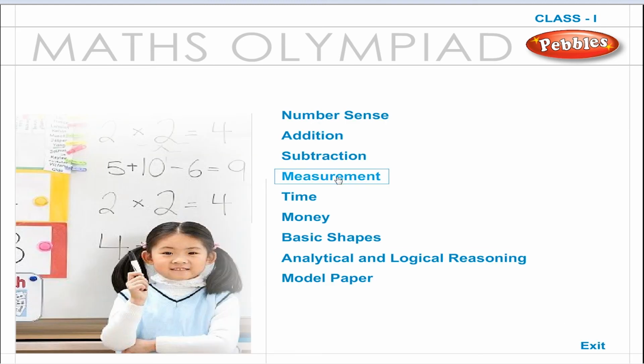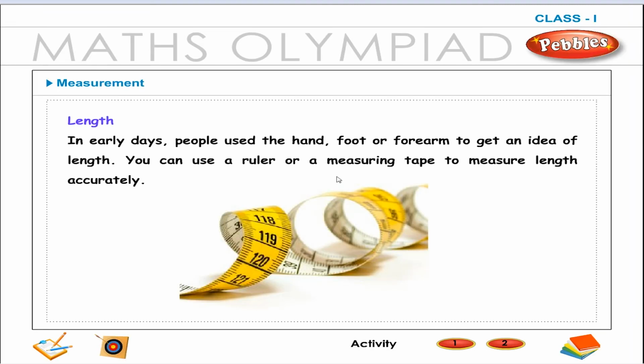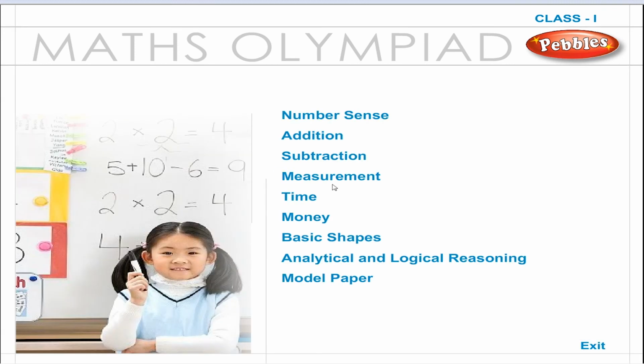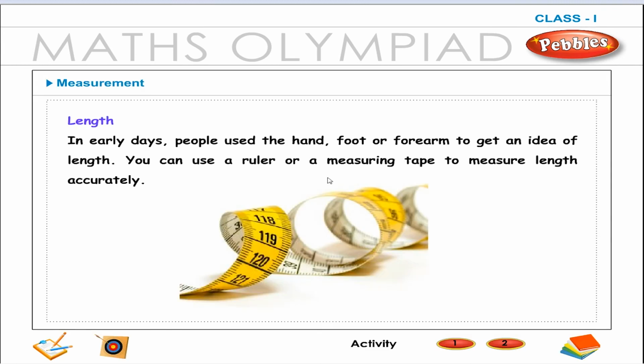Measurement. Length and weight. In the early days, people used the hand, foot or forearm to get an idea of length. You can now use a ruler or a measuring tape to measure length accurately.